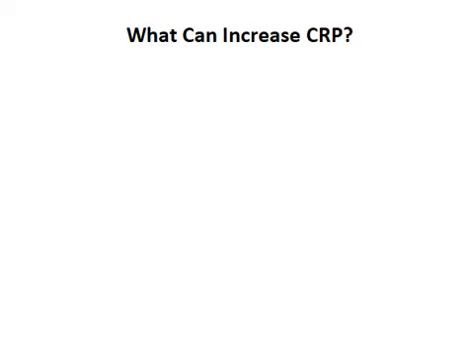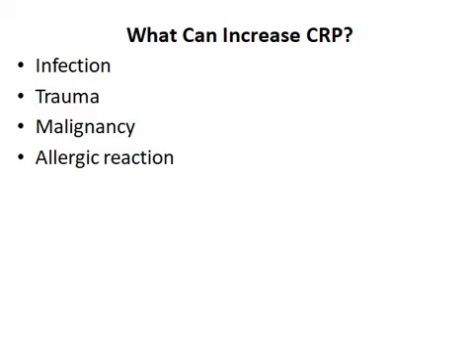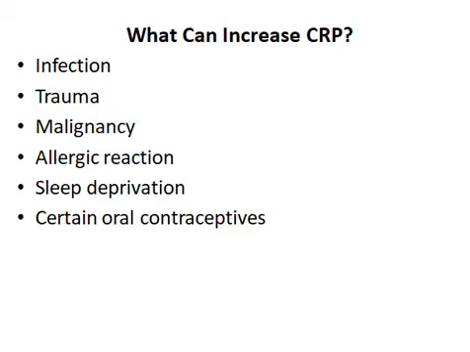I'd like to briefly list some of the different factors that can cause an increase in CRP. Since CRP relates to inflammation, everything I'm about to mention can obviously increase inflammation. Certain infections can cause an elevation of CRP, as can trauma, malignancy, an allergic reaction, sleep deprivation, as well as certain oral contraceptives.